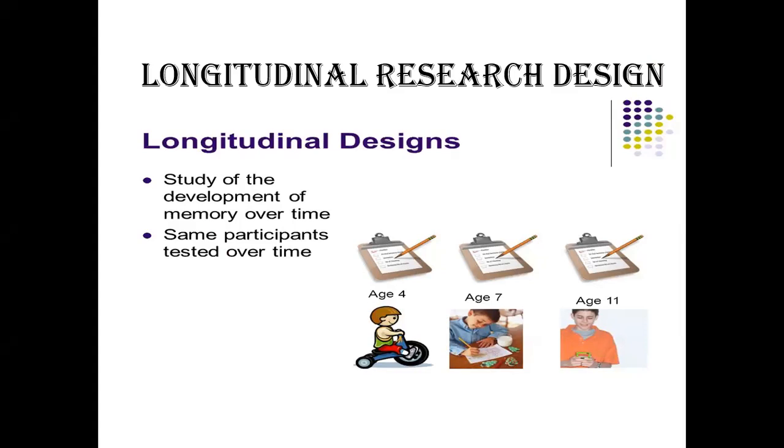Assume it's a child development research. You study the child's learning skill, the development and growth of the learning skill. At the age of 4, age 7, age 11, in different time periods, you collect data. So a study of the development of memory over time: you see the memory capacity at age 4, age 7, age 11. This is called longitudinal, data collected over the passage of time.